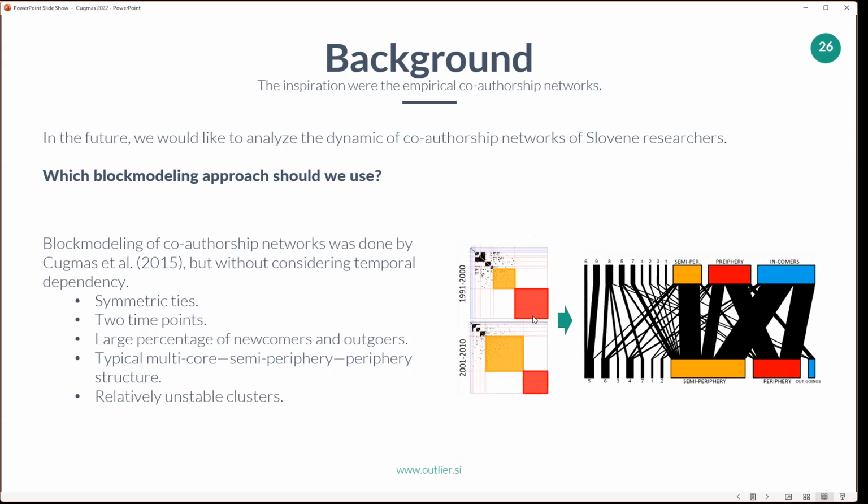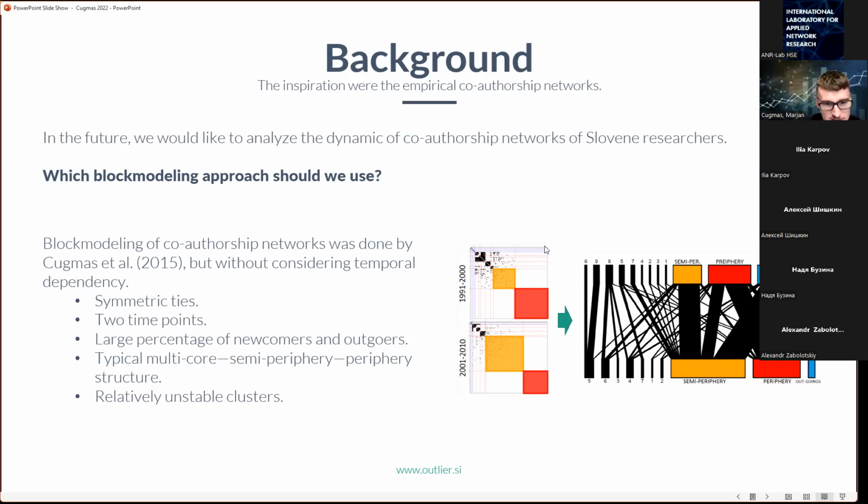And this is a network visualized in a matrix form. In rows, we have researchers, and in columns, we have researchers. If there is a dot, this means that two researchers published at least one bibliographic unit together. And these two networks are drawn in line with the blockmodeling solution. We blockmodeled each time point separately.